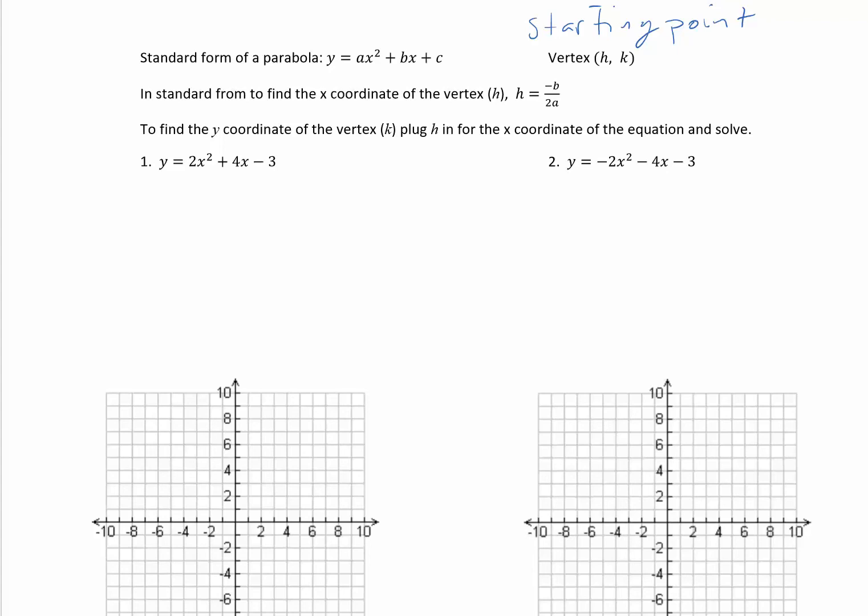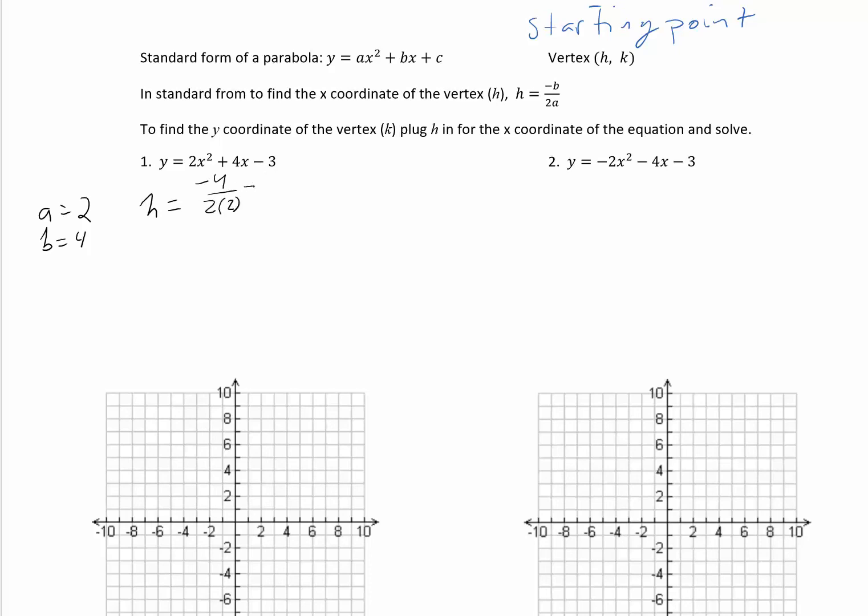So a is what is in front of x squared. In this case of number 1, a is equal to 2, and b is equal to 4. The first thing you want to do is start by finding that h coordinate of the vertex. So we're going to plug it in. H equals negative b over 2a, so negative 4 over 2 times 2.